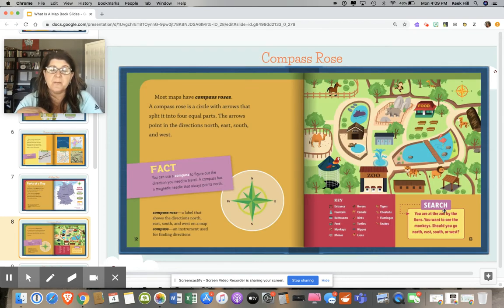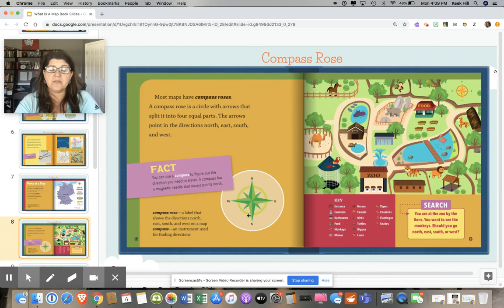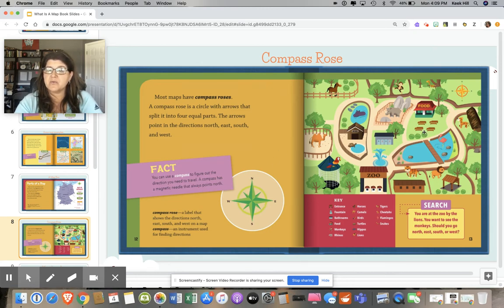Most maps have compass roses. This right here is the compass rose. A compass rose is a circle with arrows that split into 4 equal parts. The arrows point in the directions north, east, south, and west. So let's take a peek at this map over here. Well, first of all, I noticed it's got a really big key. It's telling us all the different kinds of animals, where the bathroom is, where the entrance is. This map is really helpful.